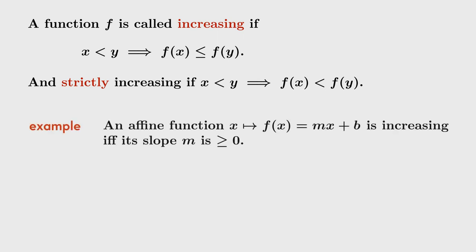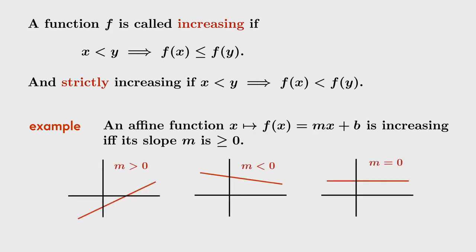We can turn for an example to our affine functions that we discussed before. A function of the form mx plus b is increasing if and only if its slope m is a positive number. If m is positive, you have an increasing function. If m is negative, you have what is called a decreasing function. And if m is 0, you have a constant function.